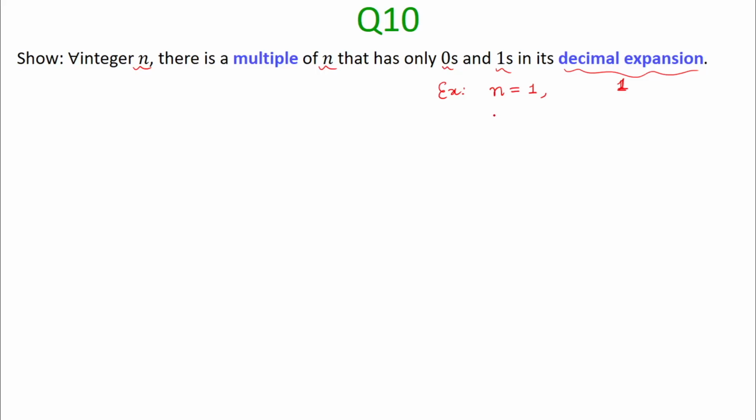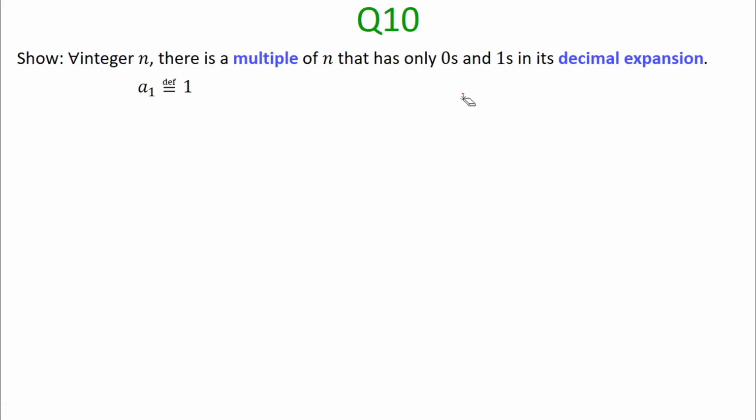The only restriction is that in the decimal expansion you only have the digits zeros or ones. If you take n equal to 2, then I can take the number 10, which is a multiple of 2 and has only ones and zeros in its decimal expansion. If I take n equal to 3, then I can take the number 111, which has only the digit 1 in its decimal expansion and is divisible by 3. So by taking a few examples, we found that the statement is true, but this is a universally quantified statement and we can't prove it just by showing examples for a few cases. So we have to get the proof for arbitrary n.